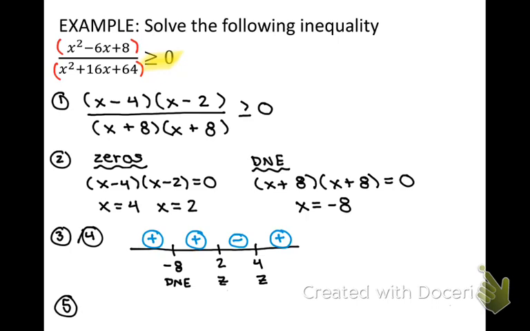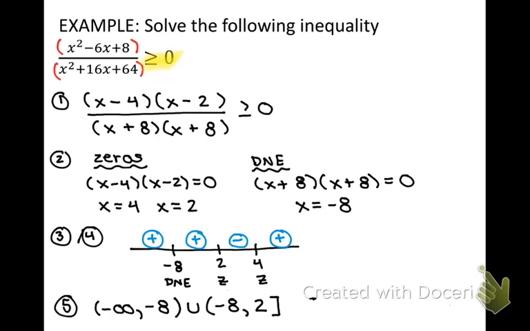So I am looking from negative infinity to negative 8. My negative 8 is DNE. Because it's DNE, it automatically gets a parenthesis. Union for that next piece. Negative 8 again is going to get a parenthesis because it's DNE, and I'm going up to 2 this time. Notice that 2 is a 0, and that I want to know when it's greater than or equal to 0. So that 2 is actually going to get a bracket.